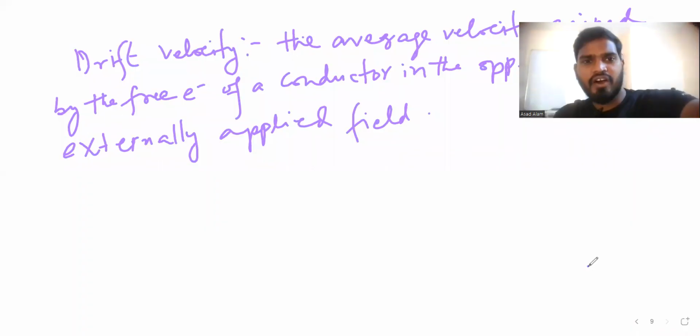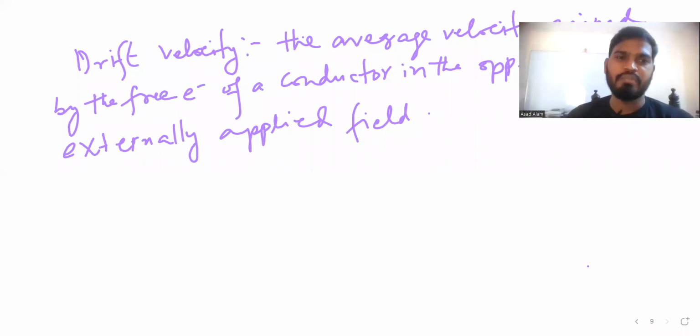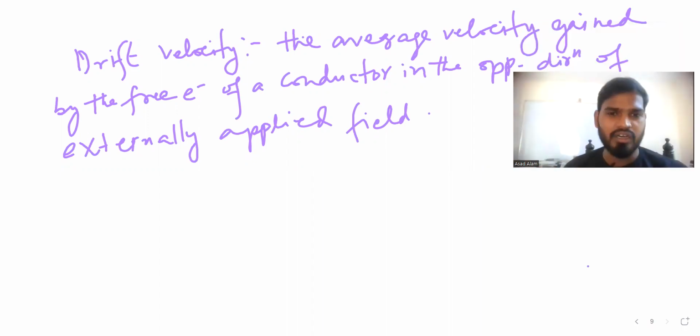So drift velocity we got as the average velocity gained by the electrons of a conductor in the opposite direction of the external field. Till the time we didn't apply the external field, we didn't get any drift velocity. When we applied it, we got drift velocity. Fine.